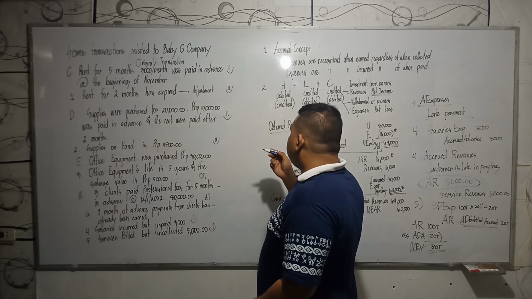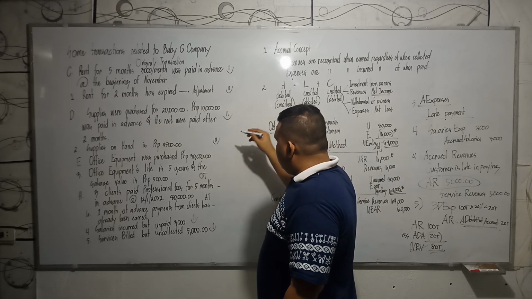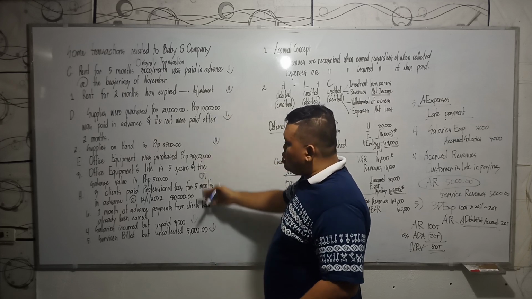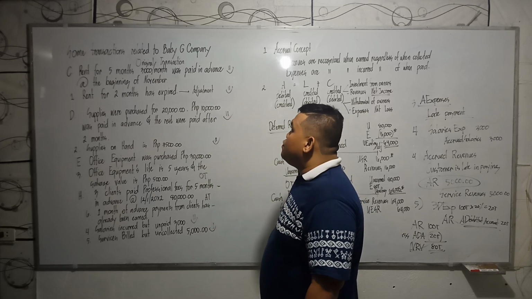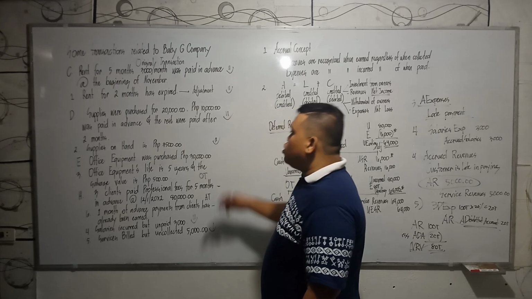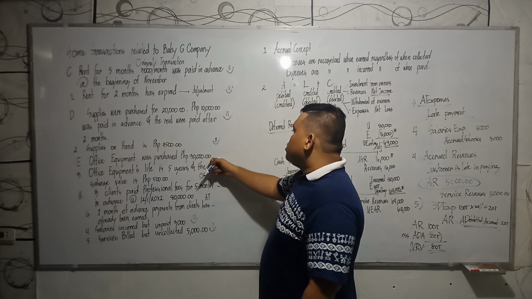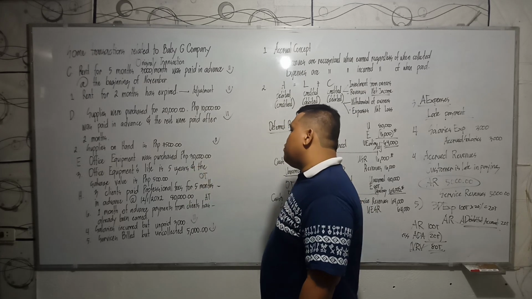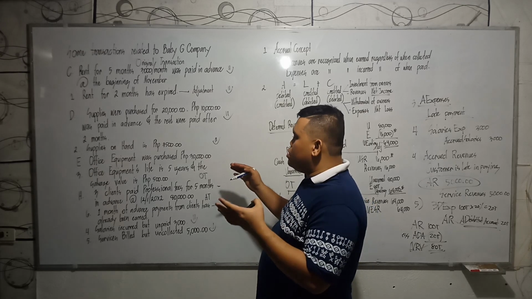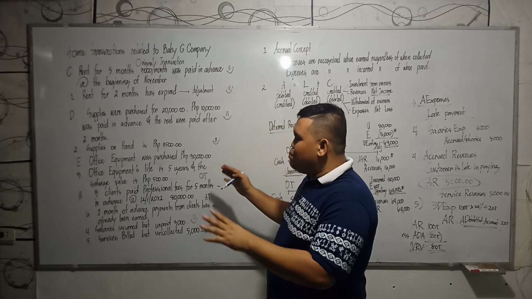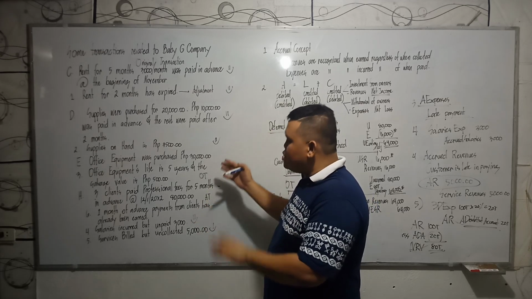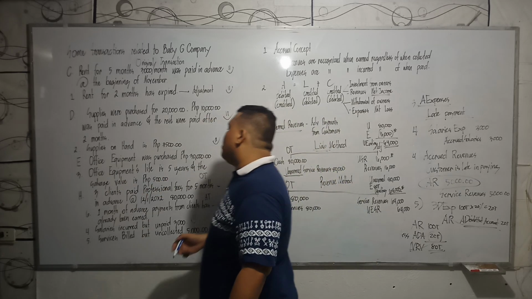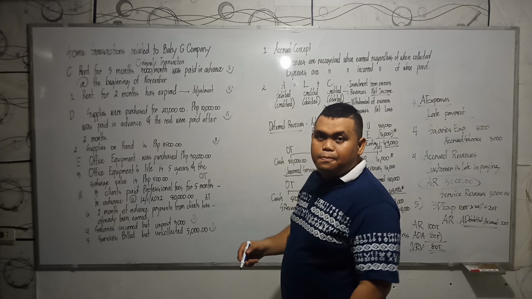Okay? So the depreciation, if you can still remember, in this particular sample problem that we have about BBG company, is all about this office equipment. So it was purchased 30,000, and then the equipment's life is actually 5 years. So that means after 5 years, it will be unusable. However, even if it is unusable after 5 years, it can be sold still for a salvage value of 500.